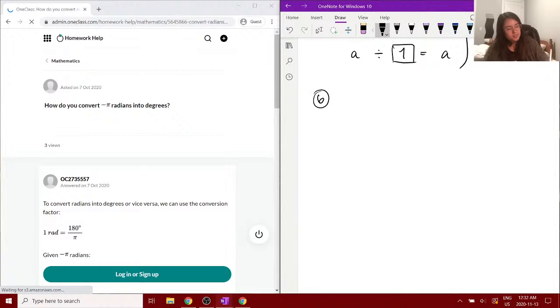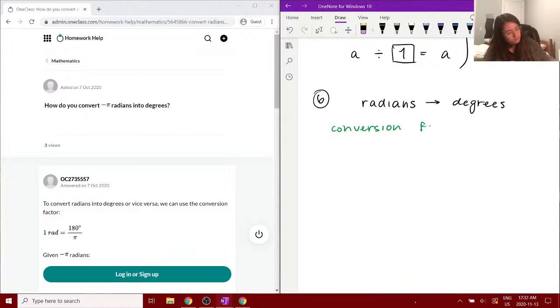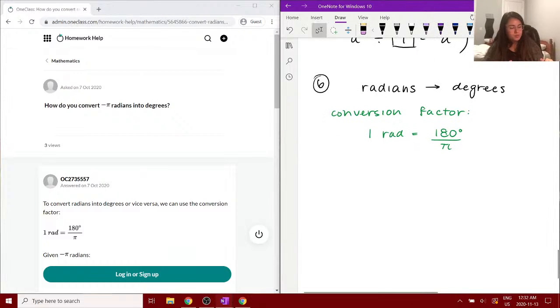Okay, question number 6. So we're asked, how do you convert minus pi radians into degrees? Okay, so we want to convert from radians into degrees. So the conversion factor is given as 1 radian is equal to 180 degrees over pi. Okay, so let's try that.